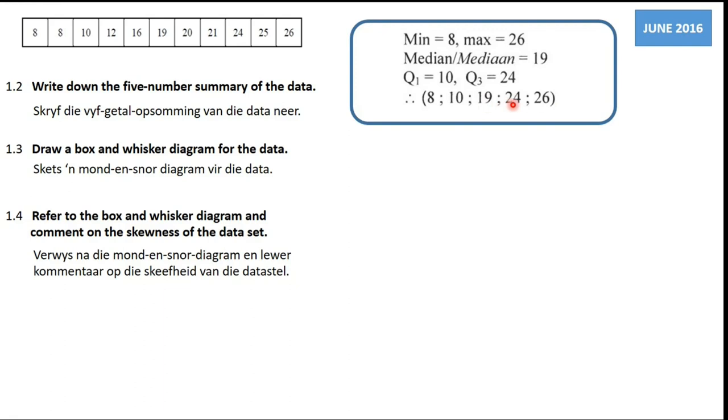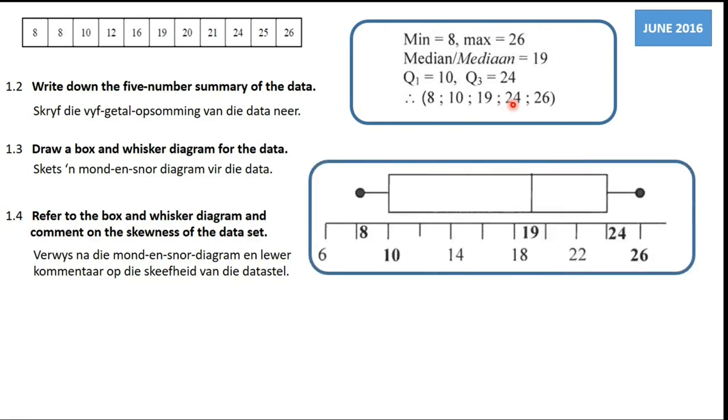Now, to sketch this thing and to get full marks, and normally the box and whiskers counts about 4 to 5 marks. So let's see, what must you show? Can you see there's a kind of a scale, like a ruler, just to show? Then you must say that this is the lowest or the minimum, that is the highest or the maximum, and then this is Q1, Q2, and Q3.